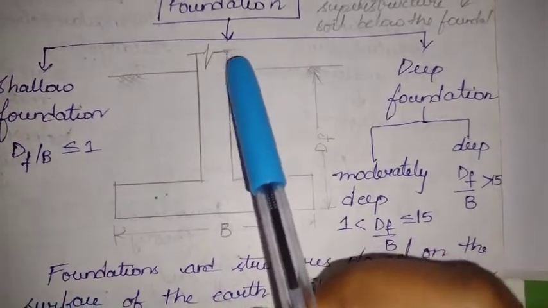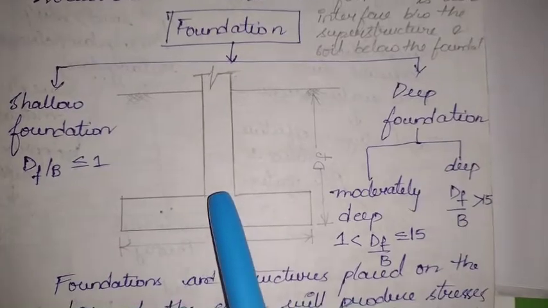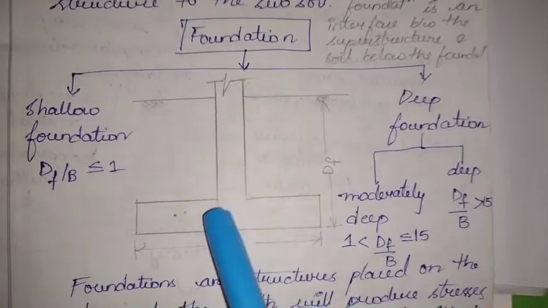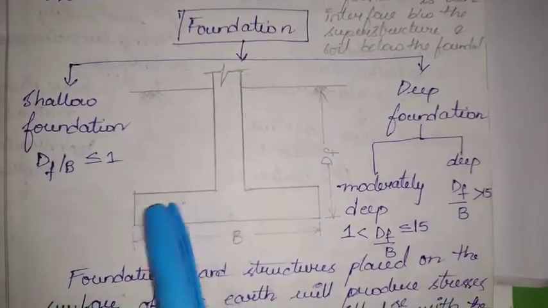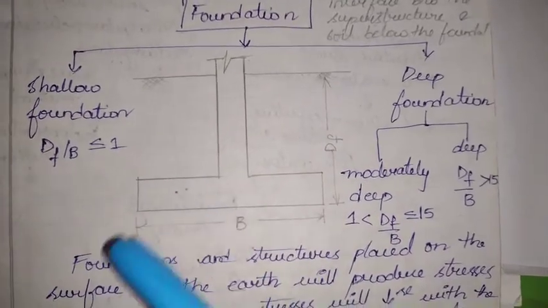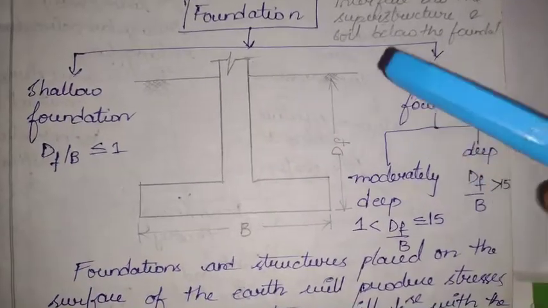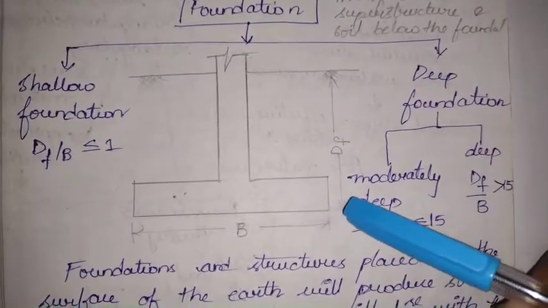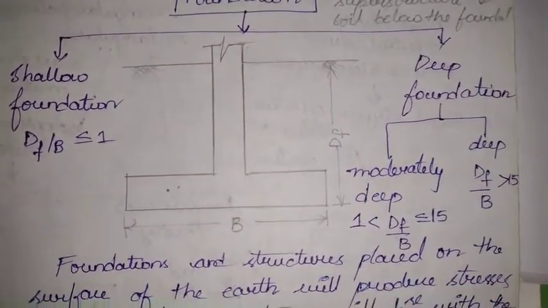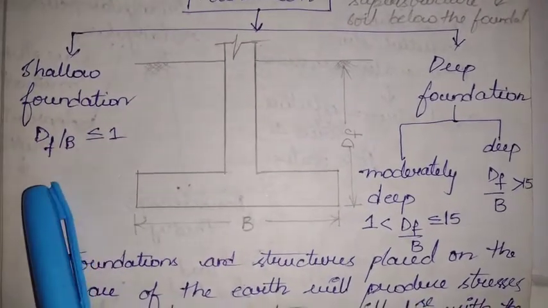See here, this is the ground level, and this is the foundation, which is an interface between the superstructure, that is the structure above the ground level, and the soil below the foundation. This is the foundation, right? Whatever soil is present beneath this foundation, it will transfer the loads to that. Df is the depth of foundation, that is from the ground level to the lower portion of this foundation. This is Df, where B is the base width of the foundation. If Df by B is less than or equal to 1, it is a shallow foundation.